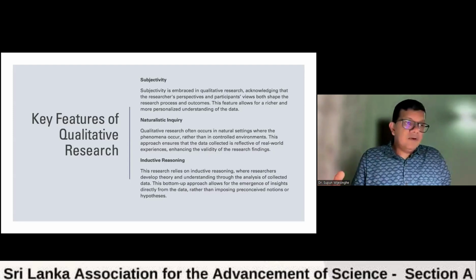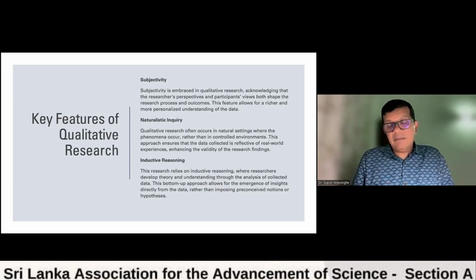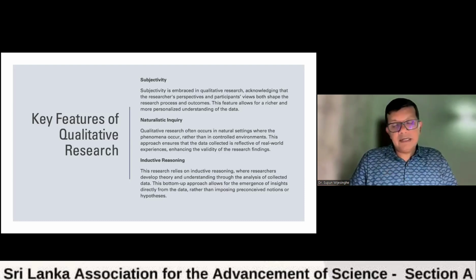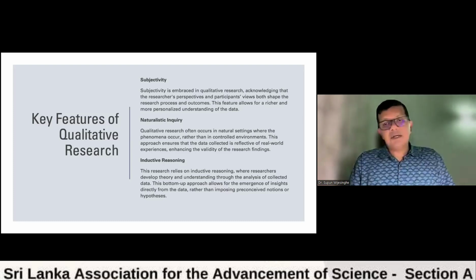For example, if you're looking at the quality of the care received at a hospital from a mother to a child, so this is one of the features that we see over and over in qualitative research. The last one is inductive reasoning.